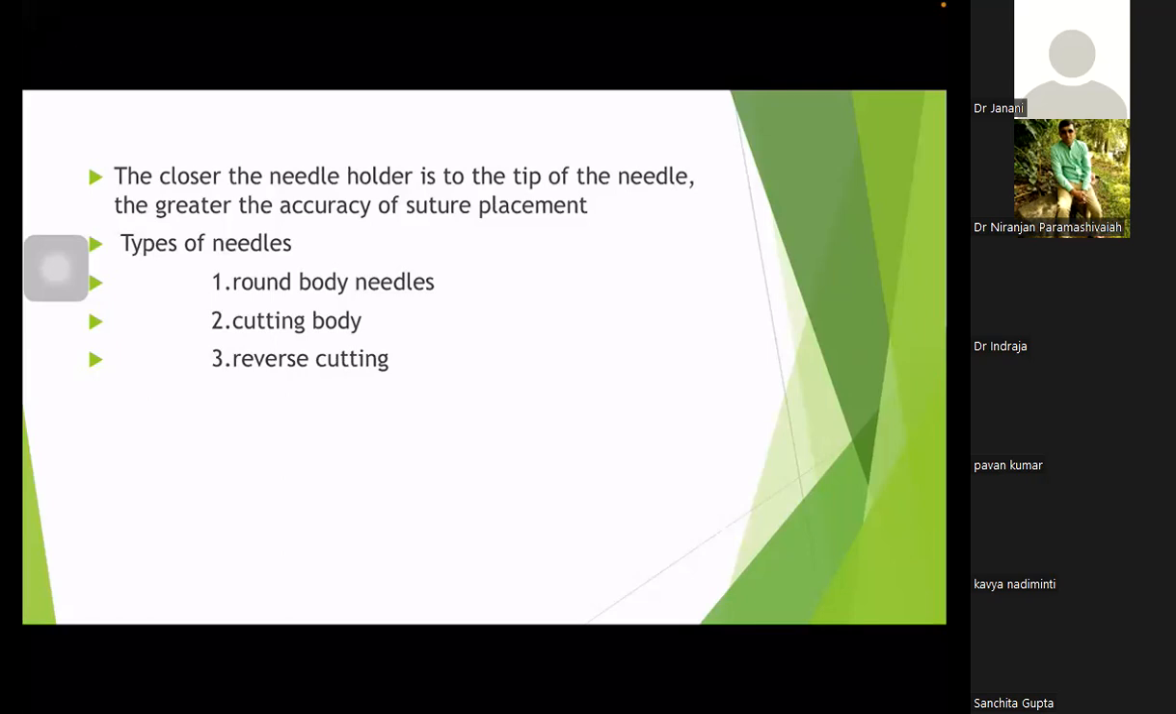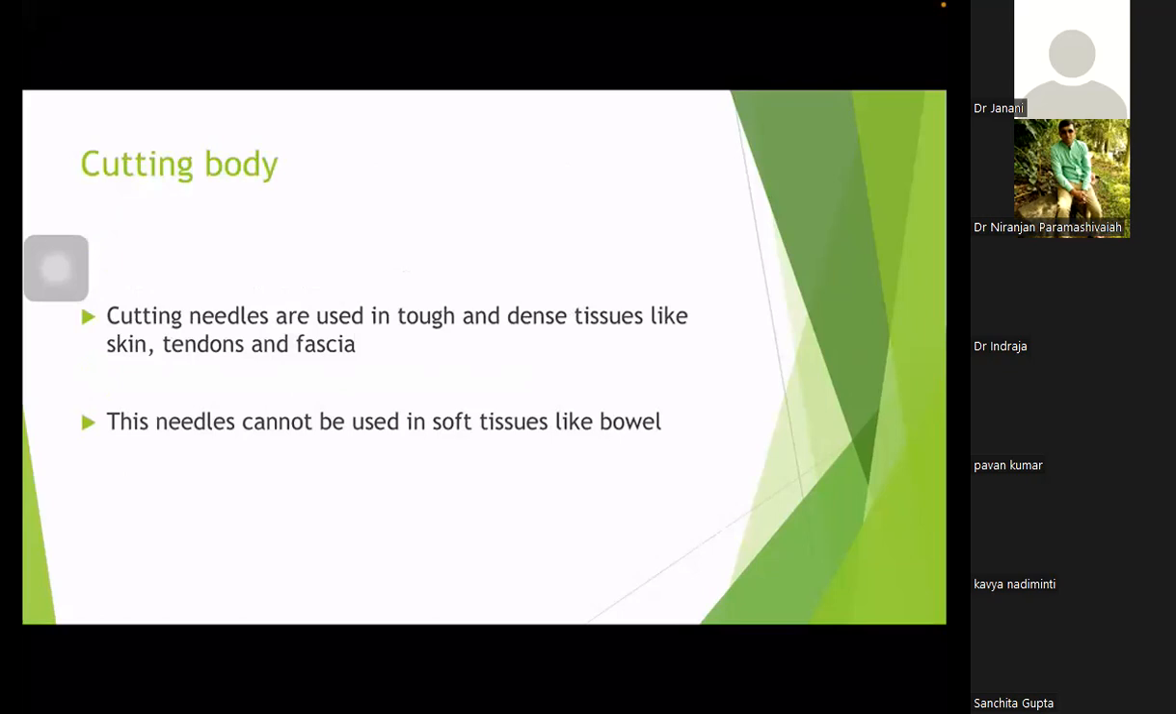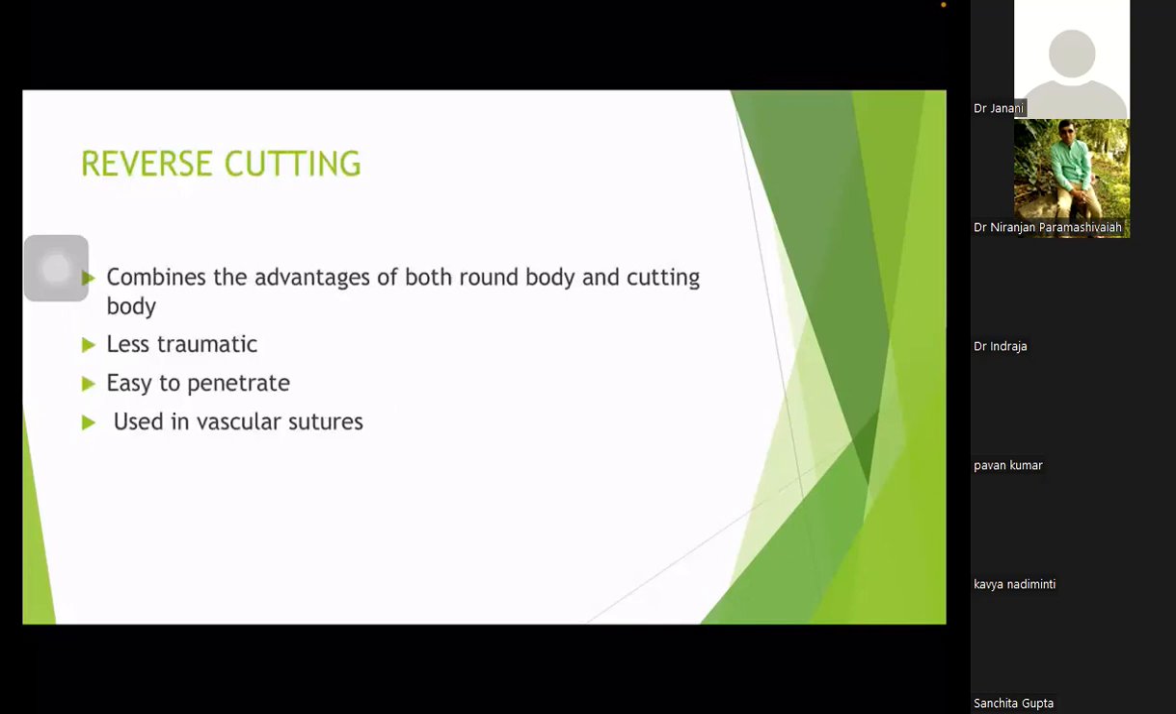Types of needles are round body, cutting body, and reverse cutting body. Round bodies are used in soft tissues like gut, and are less traumatic. They cannot be used in hard tissues as they will slip over. Cutting needles are used in tough and dense tissues like fascia and skin. These needles cannot be used in soft tissues like bowel. Reverse cutting is less traumatic and easy to penetrate, used in vascular anastomosis.